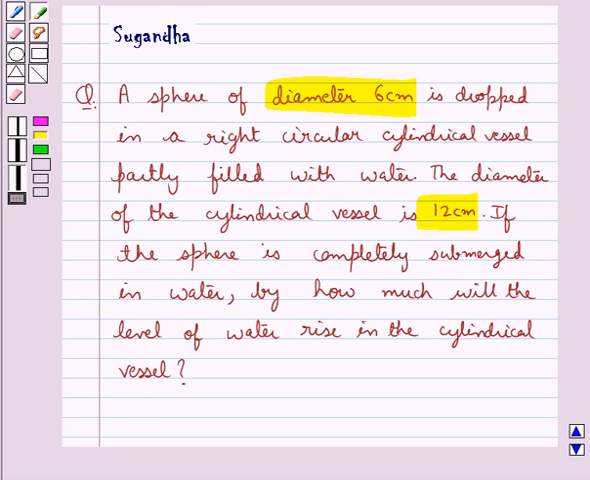So we are given a cylindrical vessel and a sphere which is dropped in the cylindrical vessel that is partly filled with water. So the sphere is completely submerged in water, and so we have to find out by how much will the level of water rise in the cylindrical vessel.